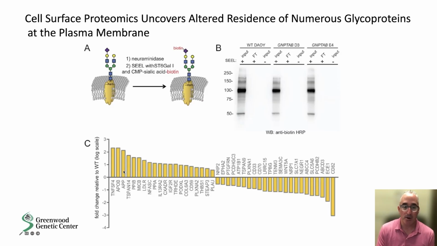And I'll highlight here again is this APP. This is the amyloid precursor protein. We also saw an increase of cell surface presence of the LDL receptor, as well as IGF-2R, which is the cation independent mannose-6-phosphate receptor.